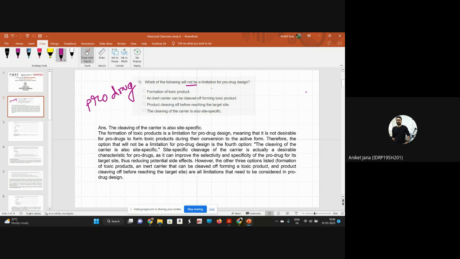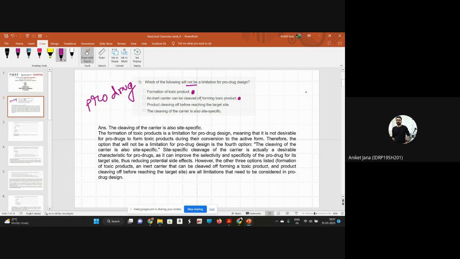Okay, so let's discuss the options given. The first one is formation of the toxic product. Yes, it is a limitation of prodrug design. If there is formation of a toxic product, then we cannot use it as a prodrug, because toxicity will happen, right? Then an inert carrier can be cleaved off, forming a toxic product. Yes, this will also be a limitation.